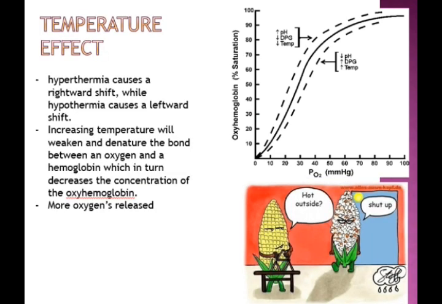Okay, what about temperature effect? More temperature, you will go to the right. Less temperature will go to the left. Why is it? Because the hotter it is, the weaker the bond between O2 and hemoglobin. That means it will be really easy for the hemoglobin to release oxygen, so you have more oxygen being released.